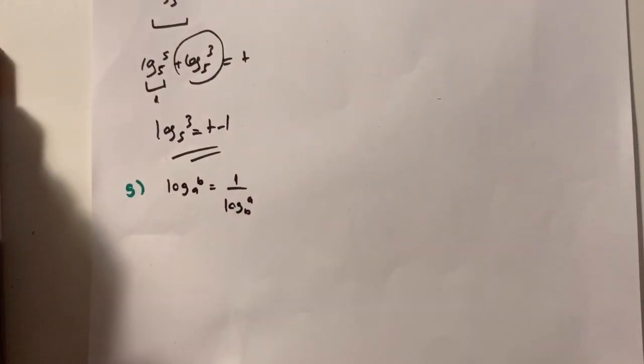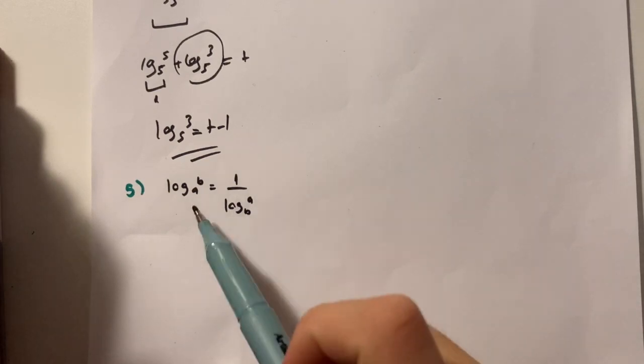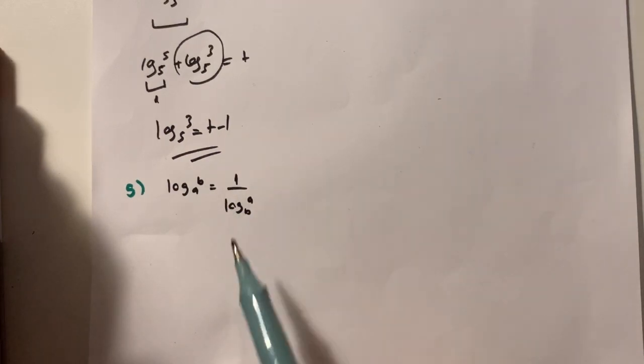And let's continue with the fifth rule. The fifth rule says that if a logarithm is converted to a fraction as 1 over the logarithmic function, then the base and the power change rules like this.